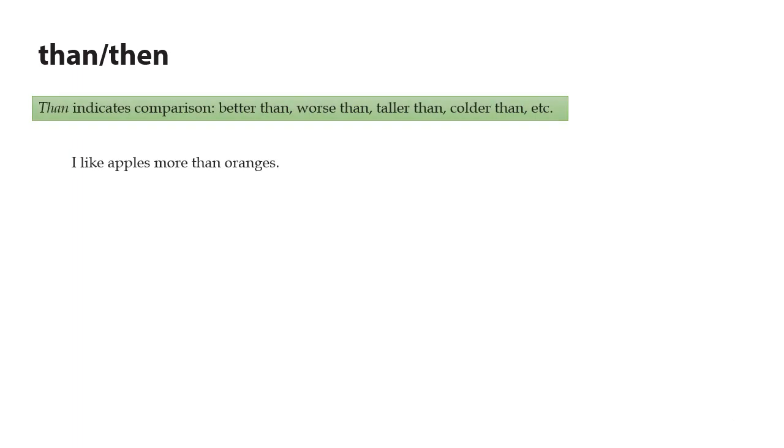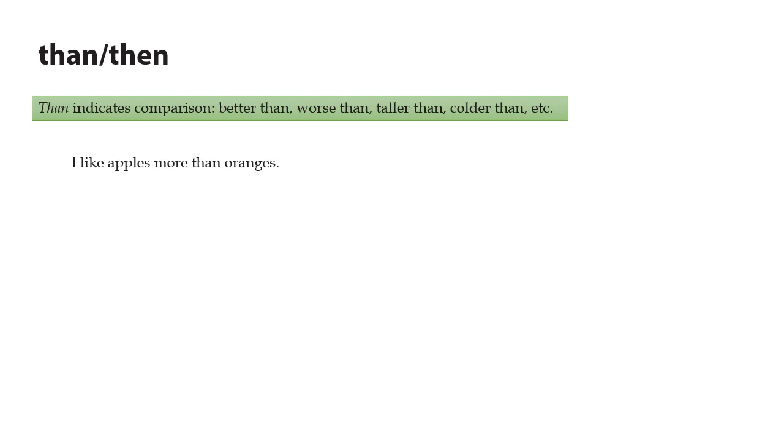Than and then. This is probably one of the most common that comes up as I look at writing and grade writing. And than indicates a comparison. So better than, worse than, taller than, colder than. So I like apples more than oranges.